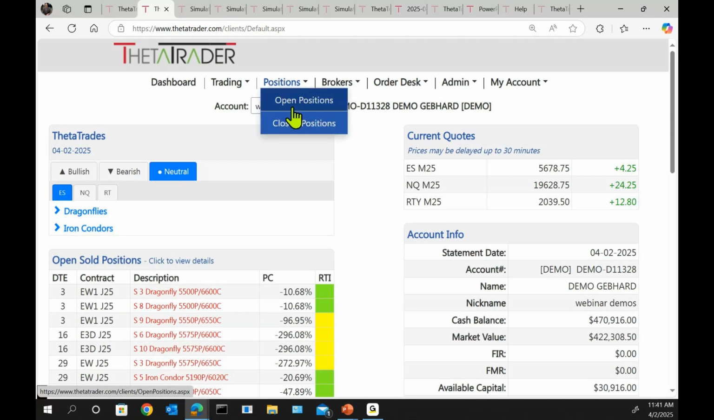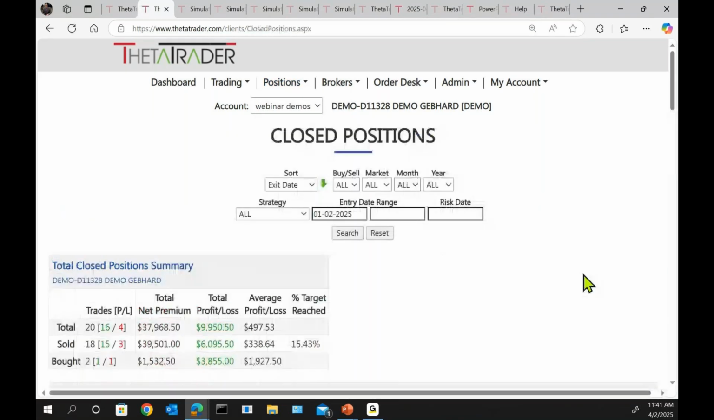And then if you want to look at your closed positions on one page, you can just go back in time, and you'll see here.